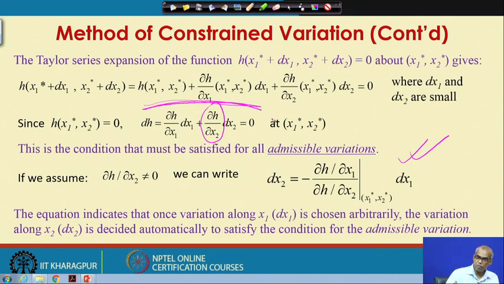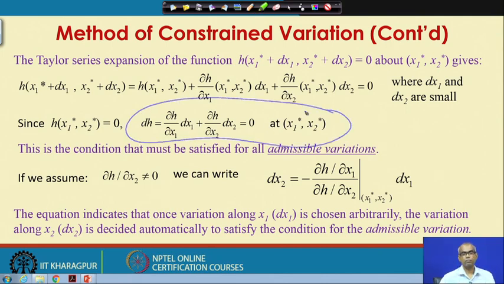So, since the admissible variation must satisfy this condition, if I fix dx1, dx2 is automatically fixed, or if I fix dx2, dx1 is automatically fixed.